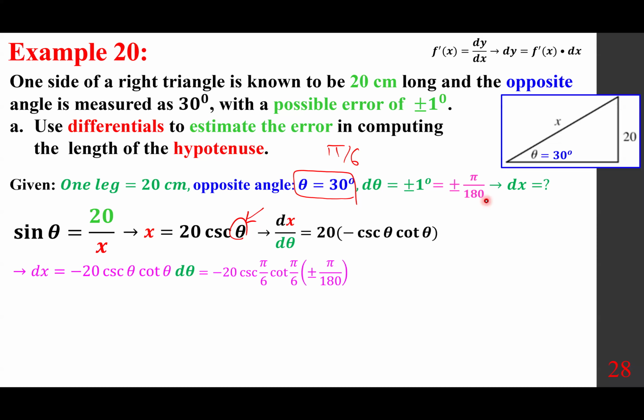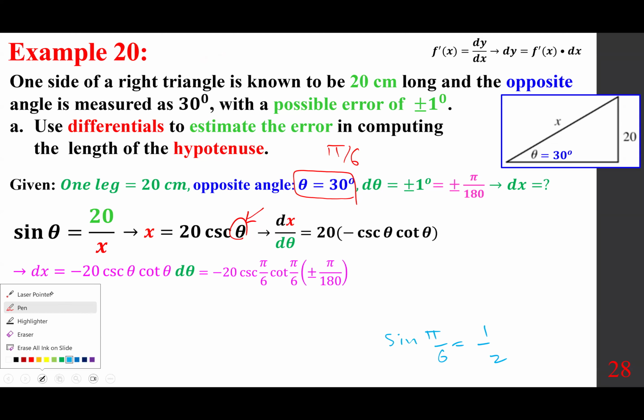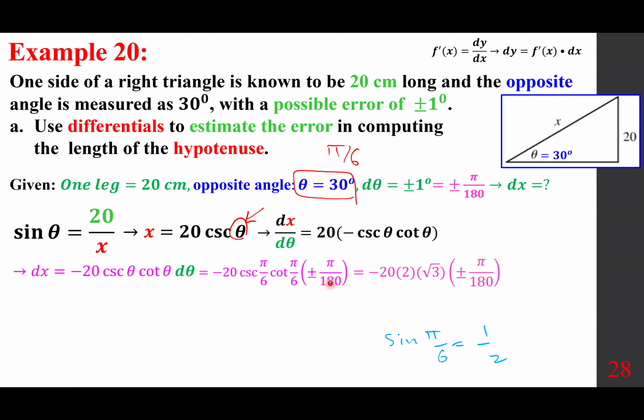Now, sine of pi over 6 is 1/2, so cosecant must be the reciprocal of that, 2. So I have minus 20 times 2, and cotangent is square root of 3, times plus minus pi over 180. And you put it into a calculator, you get plus minus 2 square root of 3 pi over 9. Again, you keep it as a product, or you can simplify it.